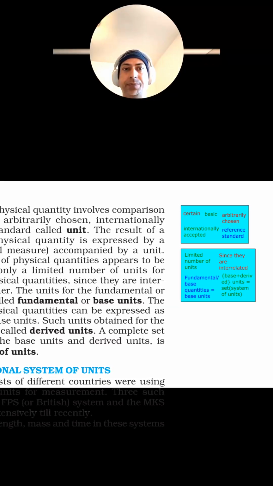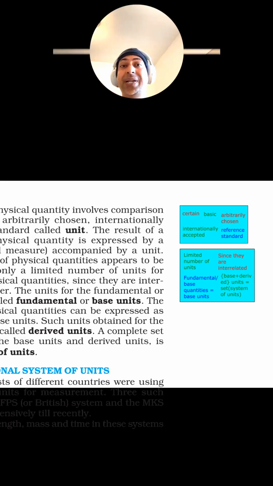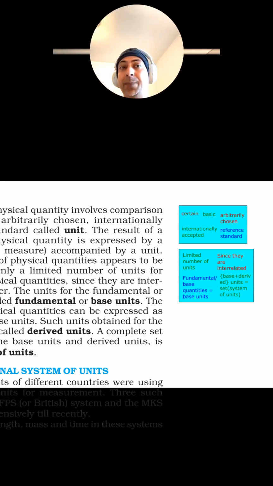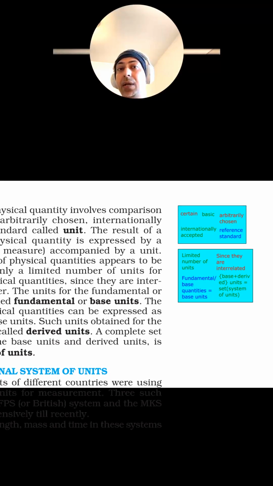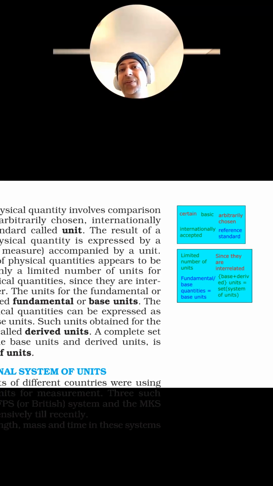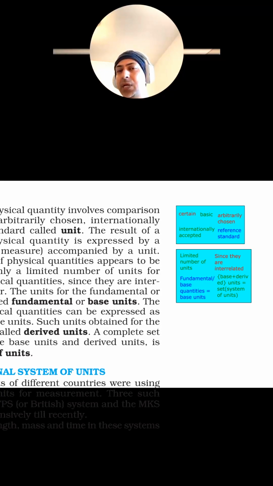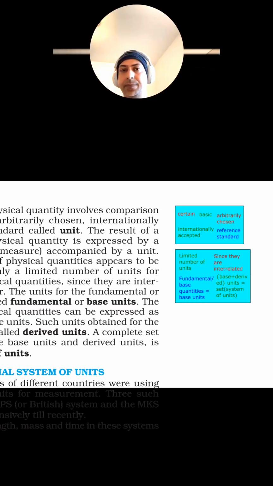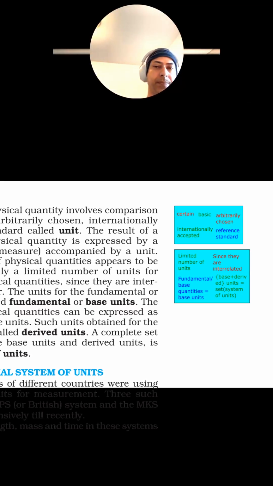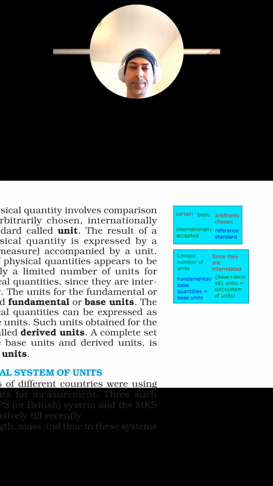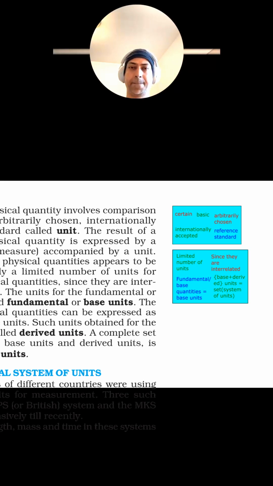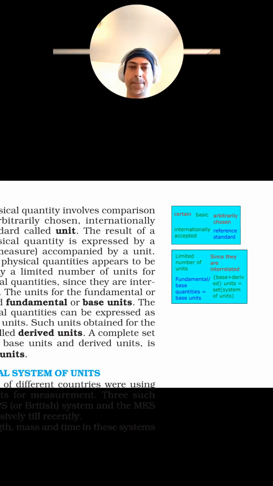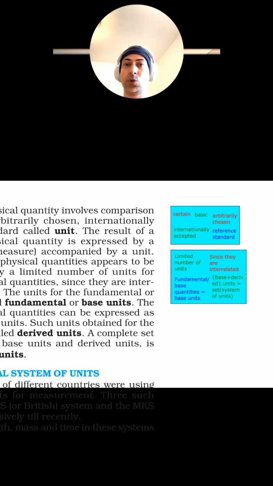So, let's break it down. Measurement of any physical quantity involves comparison with a certain basic. So measurement of physical quantity means what? Which we can see or touch, like chair, table, any objects like these. Right. And physical quality?